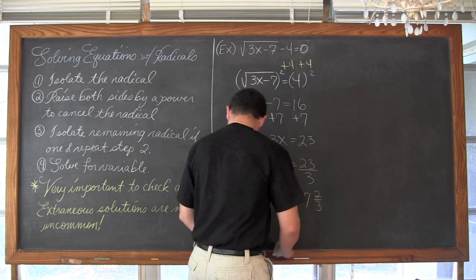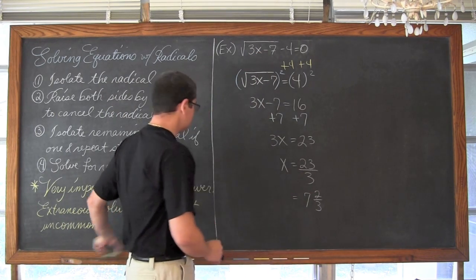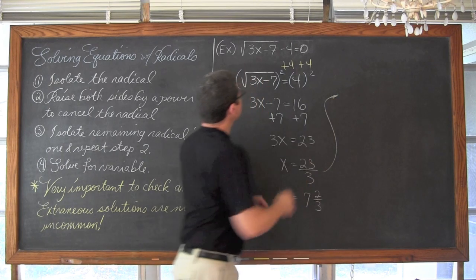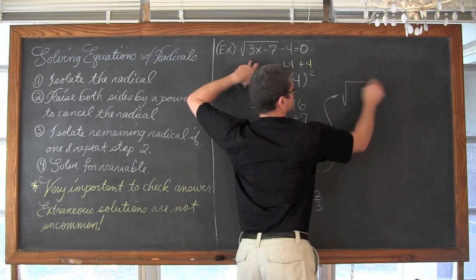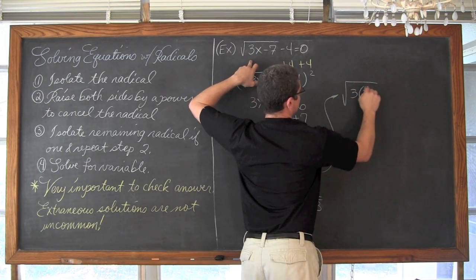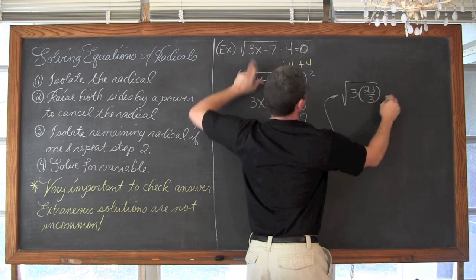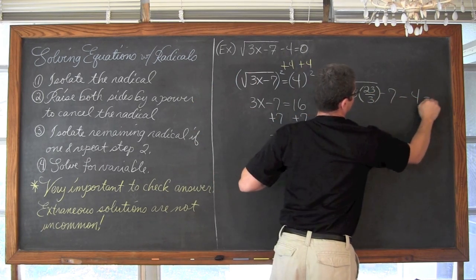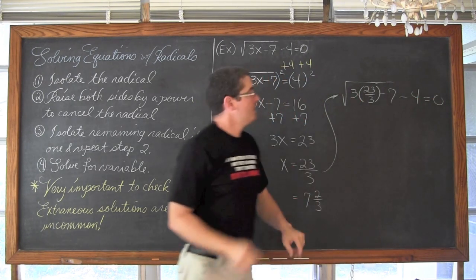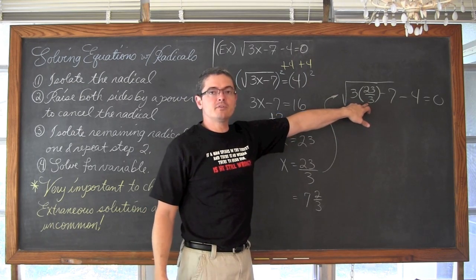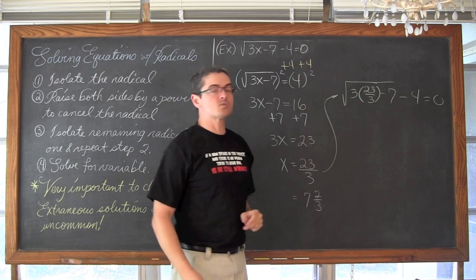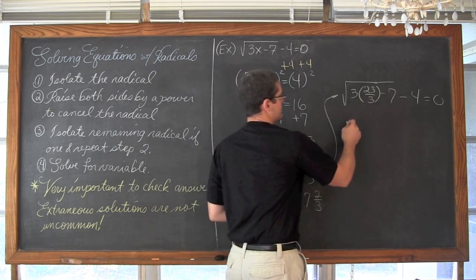So our check is going to be the square root of 3 times 23 over 3 minus 7 minus 4 equals 0. Well, this multiplication of 3 and the division of 3 are going to cancel out, so this is just the square root of 23 minus 7.